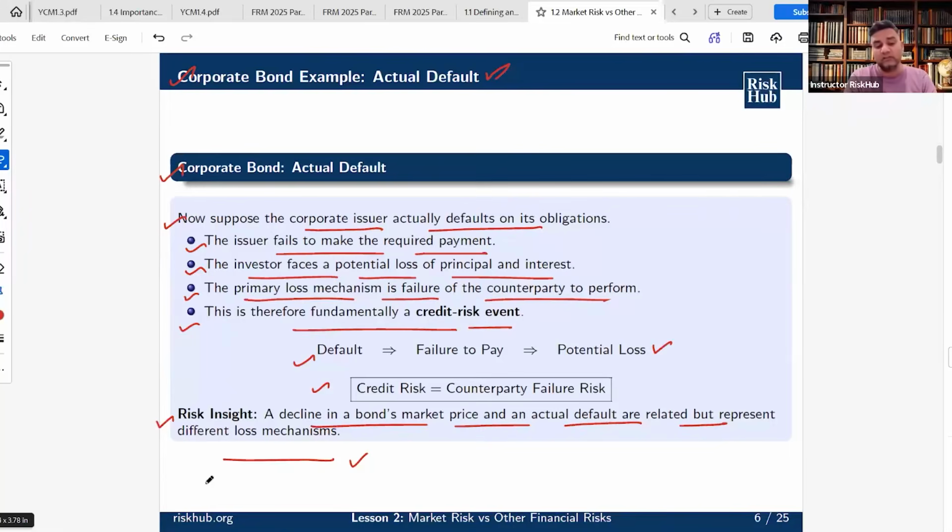Spread widening versus default, the pair that gets confused. Spread widening: price falls, contracts are still performing, and the loss is unrealized MTM, measured with market risk tools. The one difference that matters: cash flows still arrive. Default: contracts stop performing, the loss is realized, net of recovery, and measured with PD, LGD, EAD. The one difference that matters: cash flows stop.